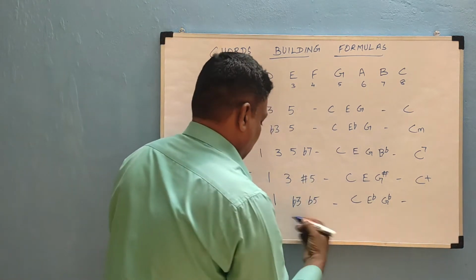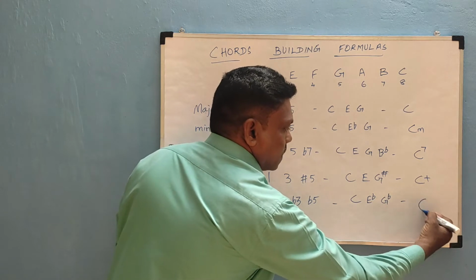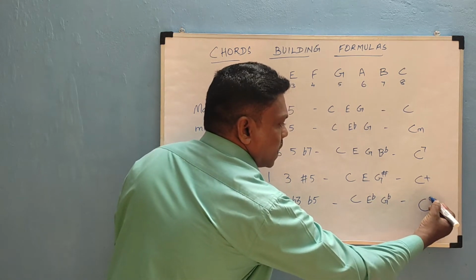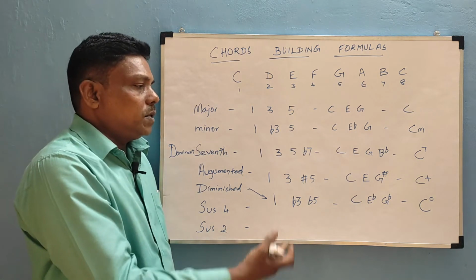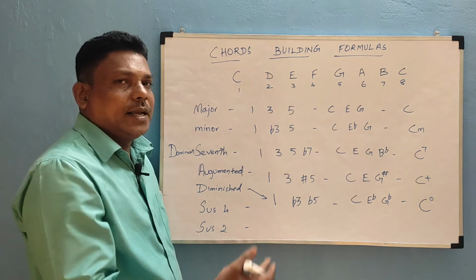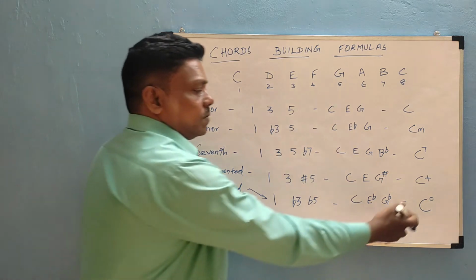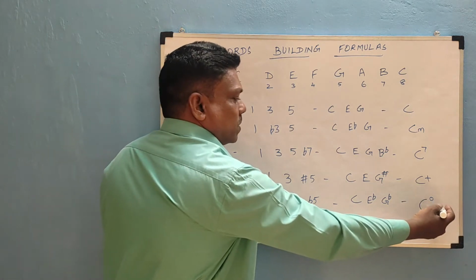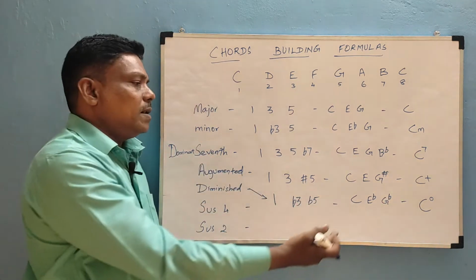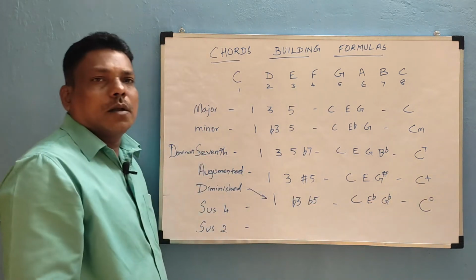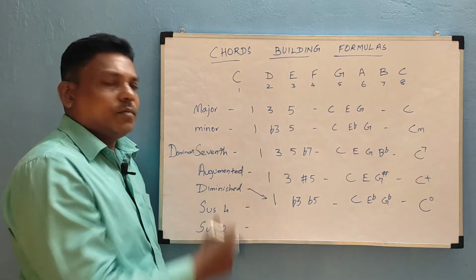The symbol for diminished is a small circle, like a degree symbol. We put this symbol for degrees, 45 degree, 90 degree, like that. Sometimes they may write dim also, D-I-M. Otherwise this is the main symbol used for marking the diminished chord.